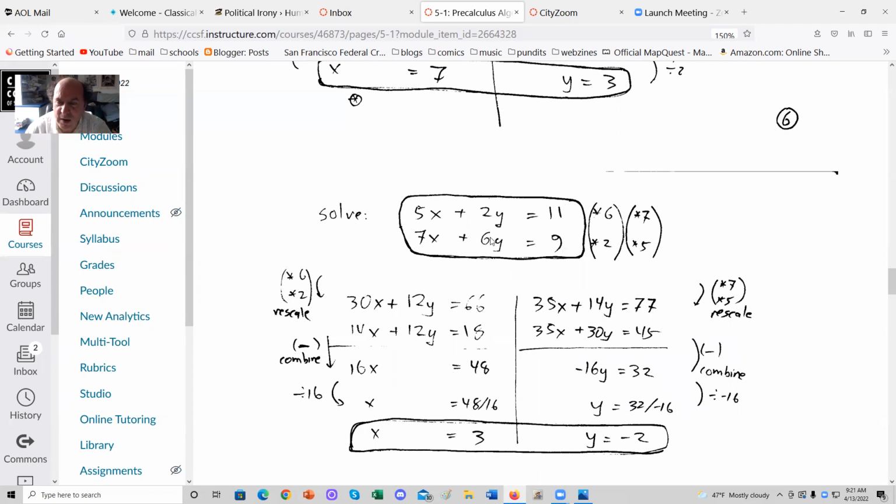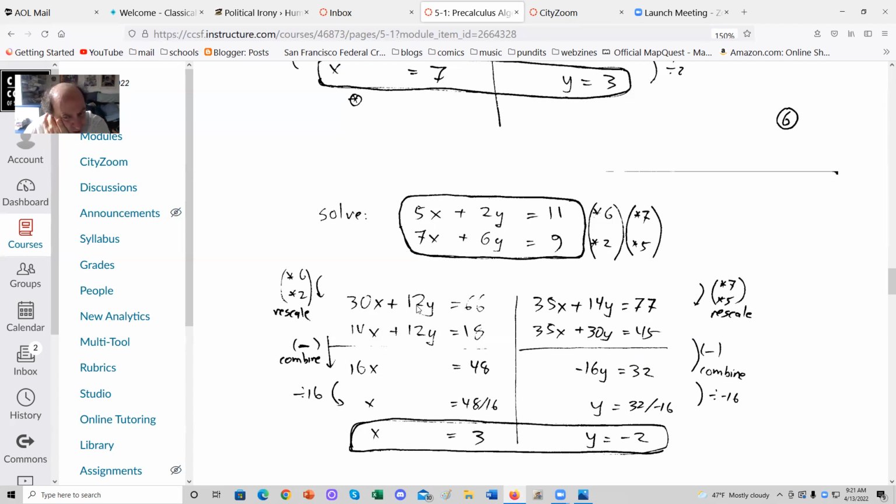We have a 2y here and a 6y here. If we rescale the first equation by 6, this becomes a 12y. If we rescale the second equation by 2, this becomes a 12y, and these match up. So you rescale the first equation by 6 and get 30x plus 12y equals 66. Rescale the second equation by 2, you get 14x plus 12y equals 18.